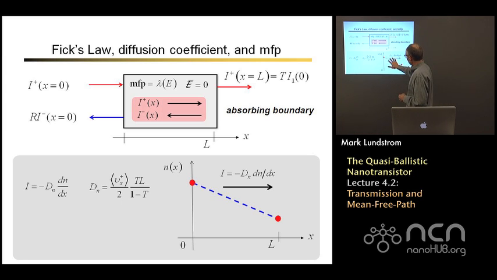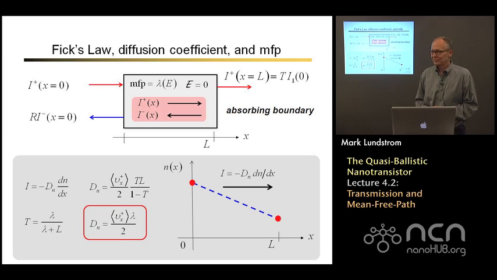Okay, so we see that under this case, Fick's law works. We have an expression for the diffusion coefficient. We know what the transmission is. We can just plug things in, and we can get a simpler expression for the diffusion coefficient. This is a very useful expression that I've used once or twice in the course and that we'll use again. There's a very simple relation between the diffusion coefficient and the mean free path. So the diffusion coefficient is the average velocity in the direction of current times the mean free path for backscattering divided by 2.